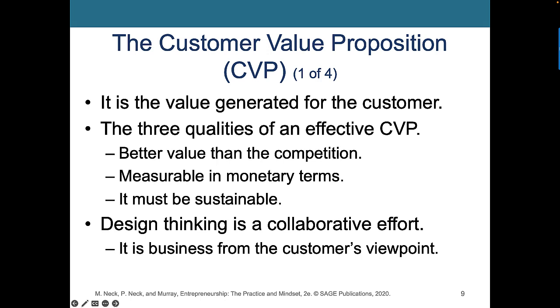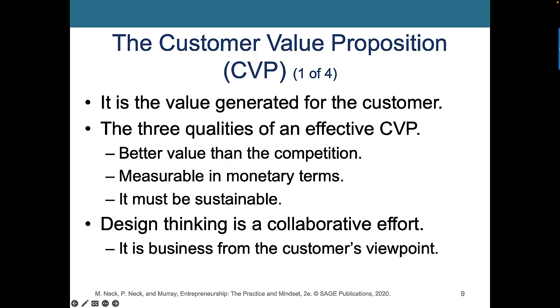The customer value proposition, right? It is the value driver for the customer. So the key word in this customer value proposition is customer. The focus should always be on the value generated for the customer and how this value is then captured by the business in the form of profit.